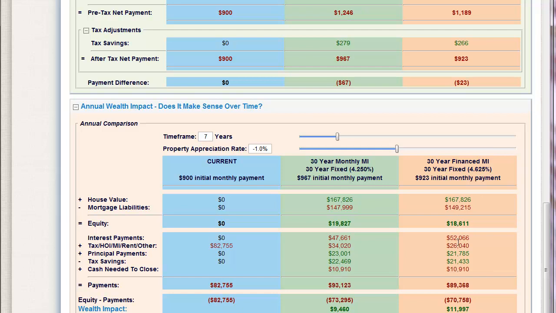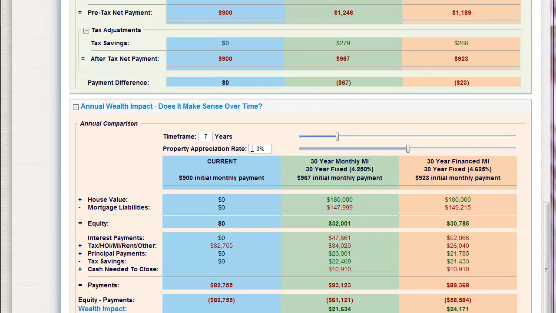So the other thing this tells me is, even though this one has the lowest cash flow impact, it also has the best wealth impact. So the 20-year fixed with finance, the 30-year fixed with financed MI is what we want to consider for this client. Now, I'm not going to be quite so harsh and assume a 1% or negative 1%, but I am going to assume a 0%.